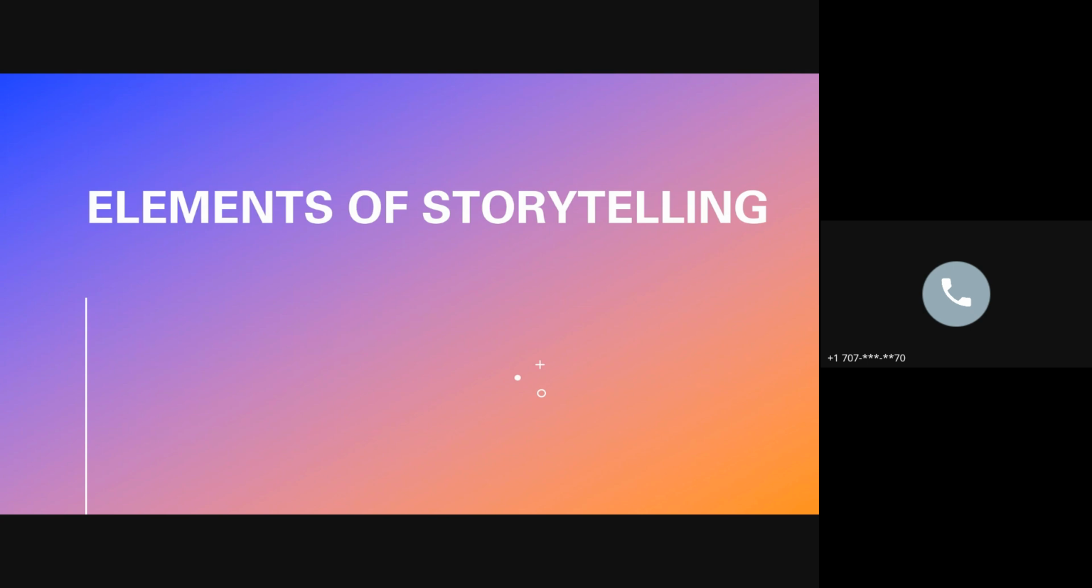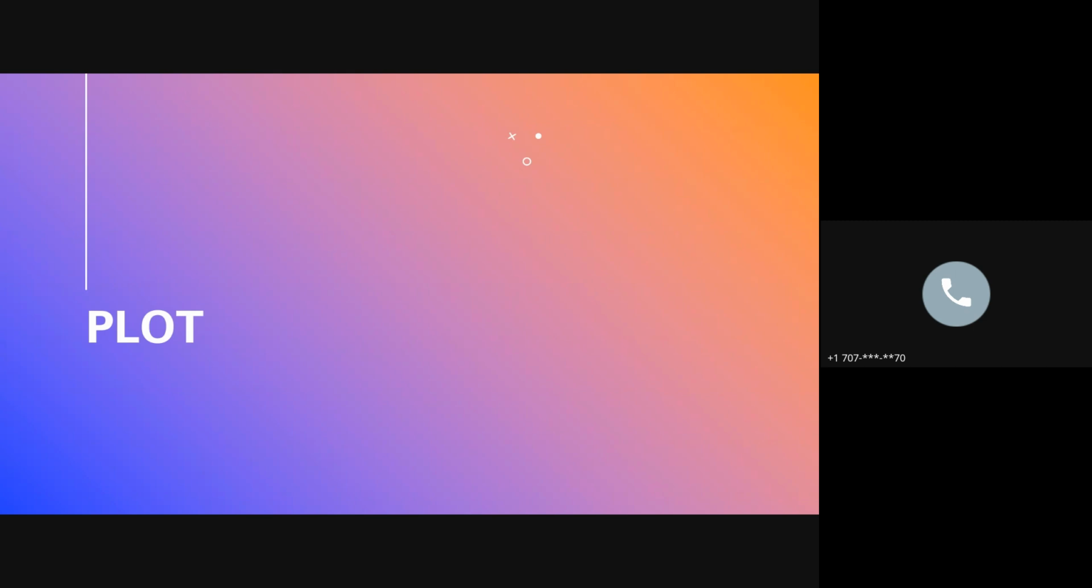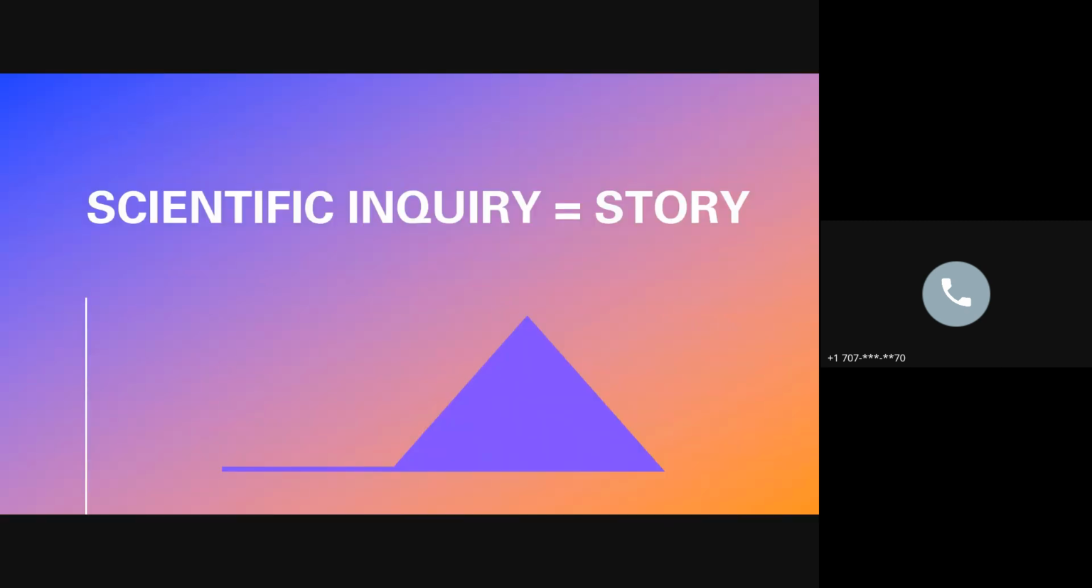Okay, so now we're going to get into talking about some elements of storytelling, and I'm going to talk about them in the context of some different examples of two scientific research articles. So the first element of storytelling is plot. Plot is pretty basic. And actually the process of scientific inquiry really mimics the sort of process of a story. So this image that I have here right now, this little shape with the weird tail, or the triangle, I guess, with the weird tail, is the narrative arc.